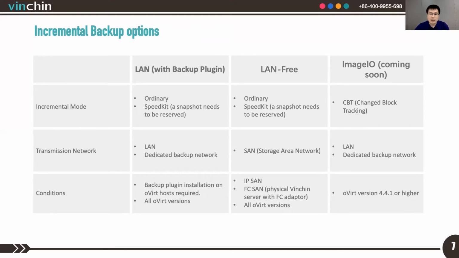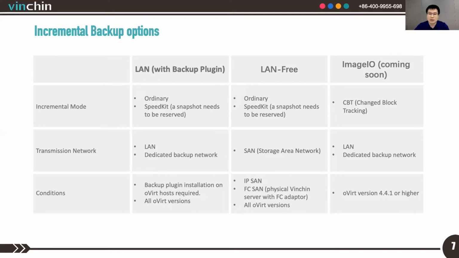LAN-free, ordinary, and the speed kit can be used as the incremental mode. For imageio, CBT is supported. As for the transmission network, for both LAN-based backup using the backup plugin and backup through imageio, the data transfer will be done over the LAN or over a dedicated backup network.